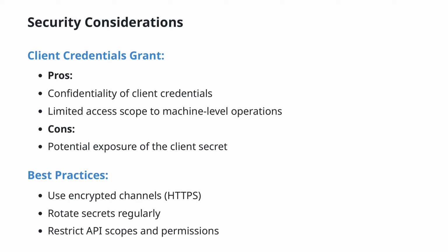Another crucial step is to restrict the API scopes and permissions to limit what each client can do, thereby reducing the surface area for possible misuse. By following these best practices, you can improve the security of your implementation and protect sensitive information effectively.